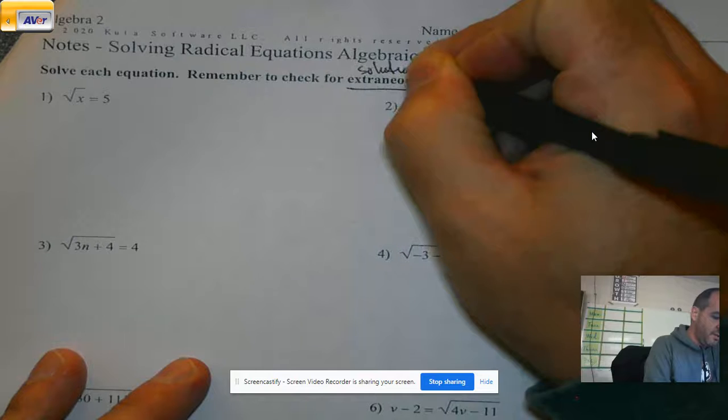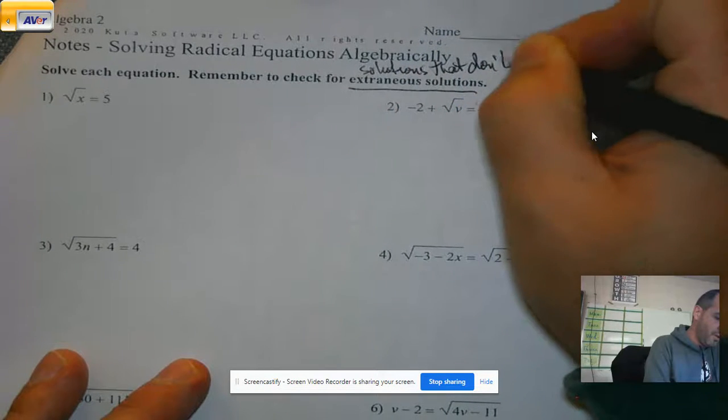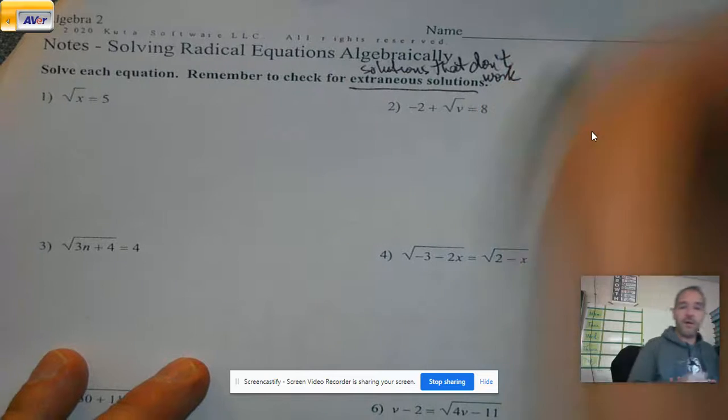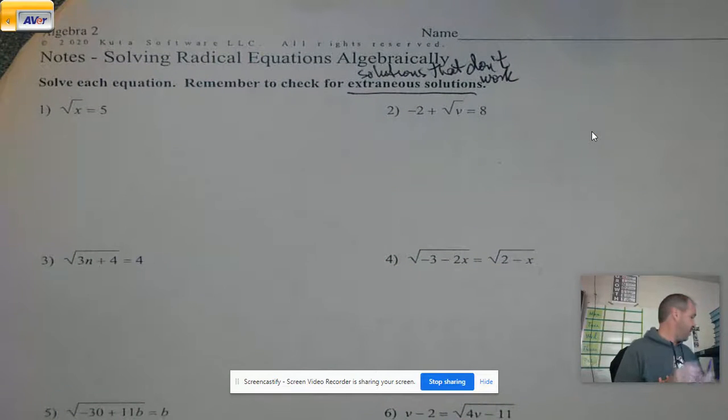Solutions that don't work. Okay, it's going to happen sometimes, yes, but there's going to be a pattern to this that we'll talk about as we're working through these. So that's one thing we can keep in mind. Okay, when we're solving these, basically there's two things I need to keep in mind.